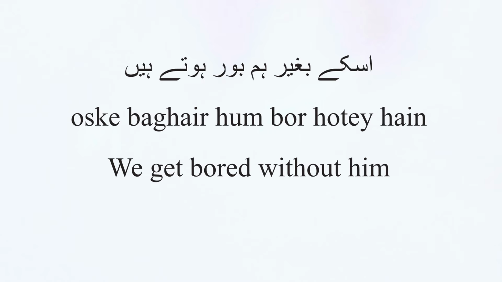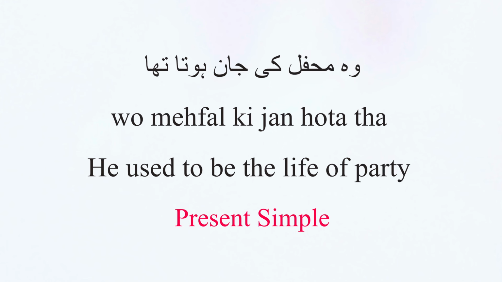उसके बगैर हम बोर होते हैं. उसके बगैर means without him. के बगैर means without. Us is him before a postposition. Normally he or him is वो, but before a postposition it is उस. उसके बगैर, without him. हम बोर होते हैं. We become bored. So this is a present habitual, present simple tense. वो महफिल की जान होता था. वो means he. महफिल की जान means like the most beloved.